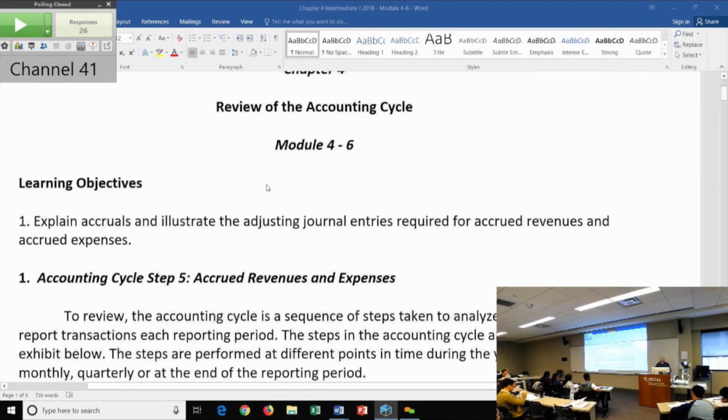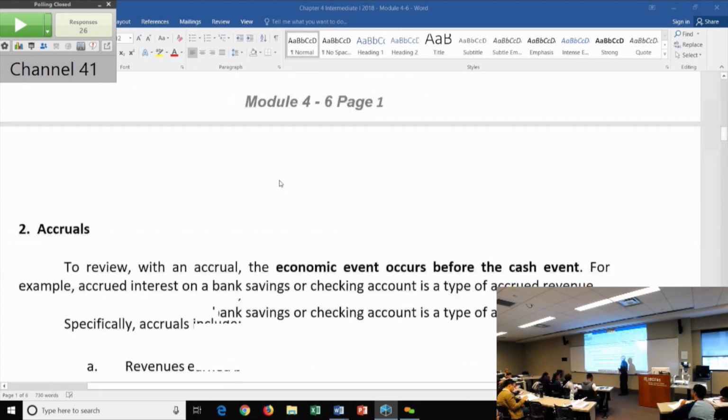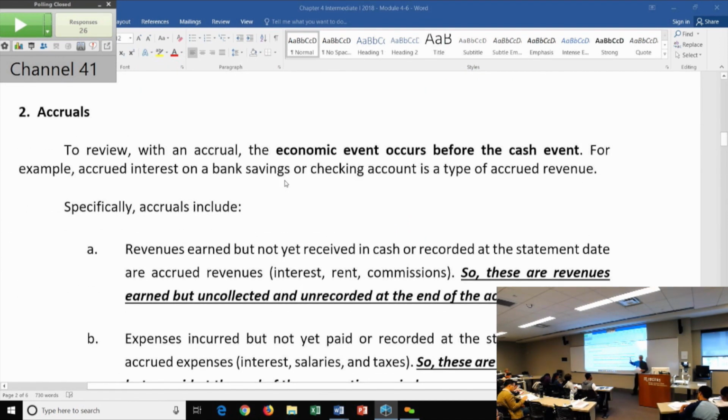Regarding accruals, this is where an economic event occurs before the cash event, so that revenues are earned, unrecorded, and not recognized at the end of the accounting period. So you either have an expense or revenue that has not been recognized that has to be accrued at the end of that period, and therefore you will have either a receivable and revenue or an expense and a payable. So once again, remember, one balance sheet, one income statement account, no cash.